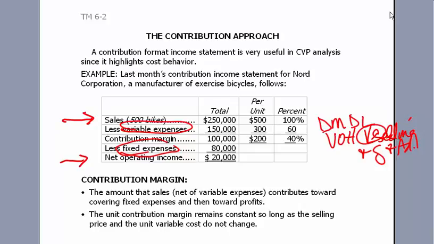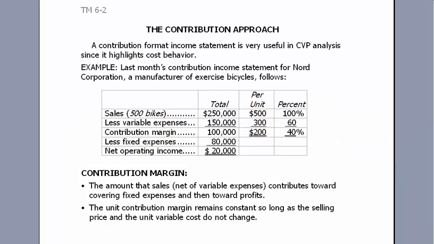In other words, it's going to contribute $200 first towards covering any fixed expenses, and once fixed expenses are covered, then it goes to net income. So $200 represents our contribution margin, and when we put 200 over 500, we see that represents 40%. So our contribution margin is 40%. Let's move down.